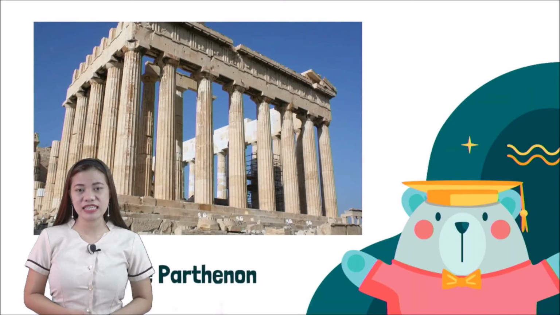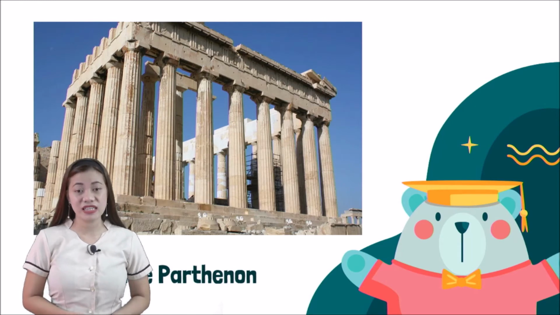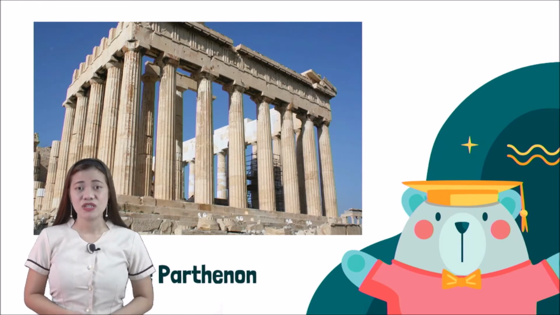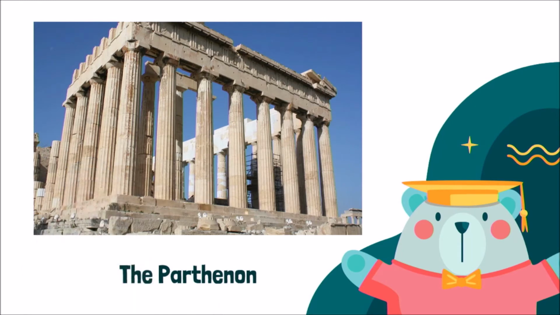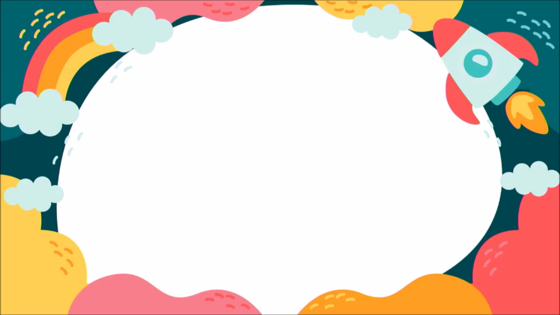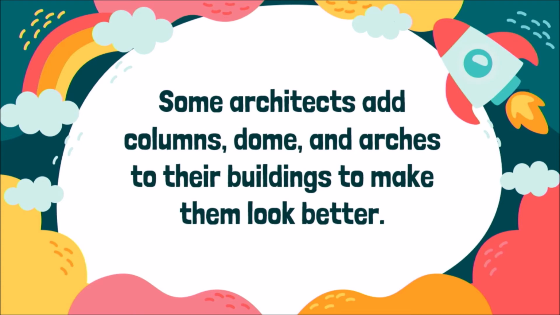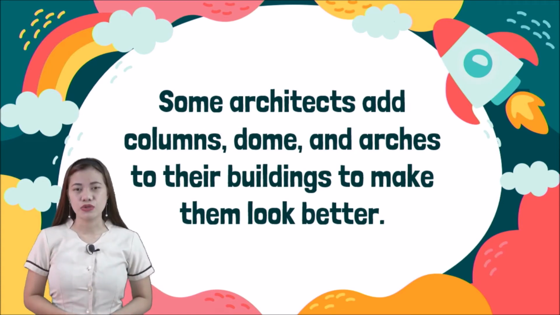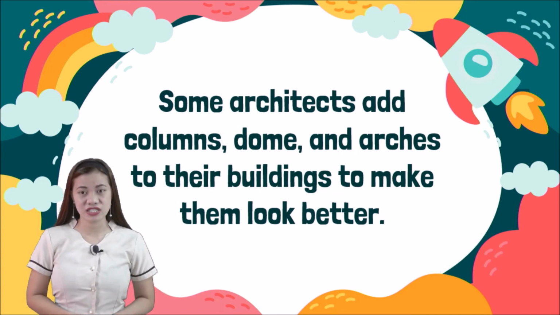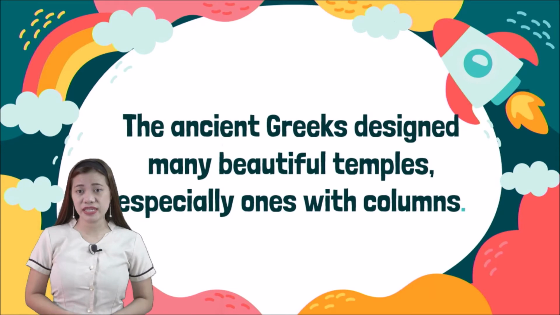Okay, as you can see, kids, this is the Parthenon building. We can cut this into two halves and it will be symmetrical. Some architects add columns, domes, and arches to their buildings to make them look better. The ancient Greeks designed many beautiful temples, especially ones with columns.